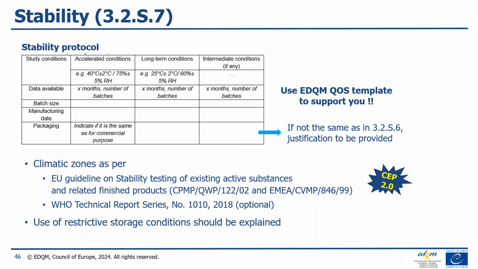One important detail is that if you are not using the same packaging system during stability studies as you are using for routine, this should be provided. Another element which is new with the arrival of CEP 2.0 is the possibility to refer to climatic zones. The EU guideline on stability testing of existing active substances and related finished products was already there, but now with CEP 2.0 you can also refer to the WHO technical report series. When you want to refer to restricted storage conditions, this should be explained.